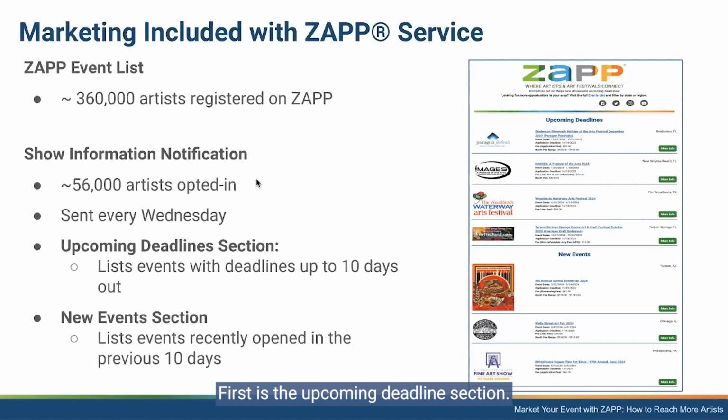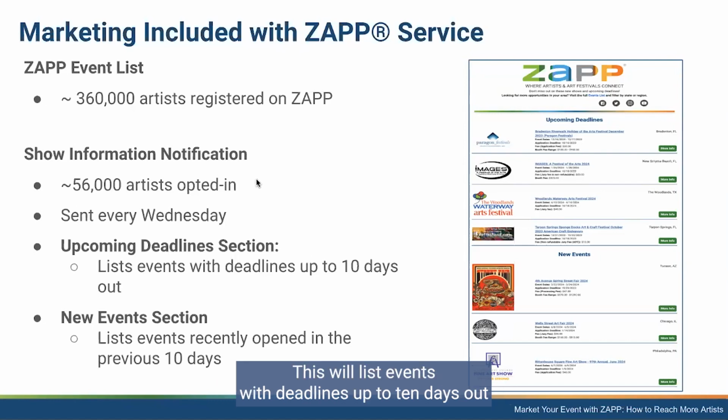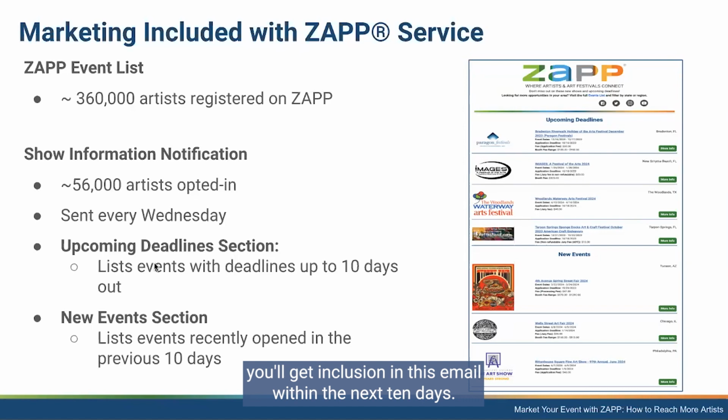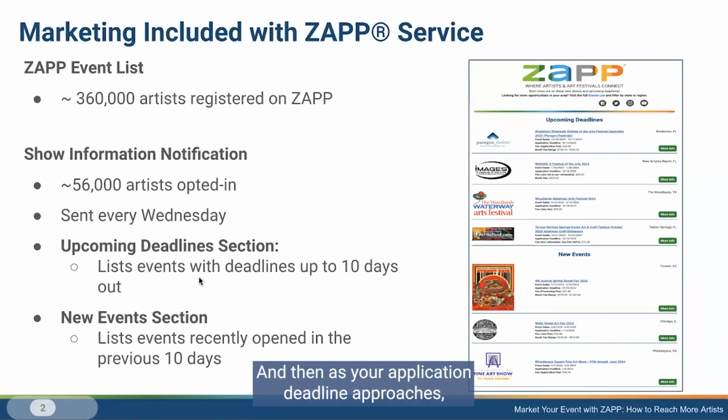First is the upcoming deadline section. This will list events with deadlines up to 10 days out. And then the new events section, which lists events that were recently opened in the previous 10 days. So included with your service of ZAPP, you get included twice on this email. Once when your event is first published, you'll get inclusion in this email within the next 10 days. And then as your application deadline approaches, you'll get listed as your second inclusion.